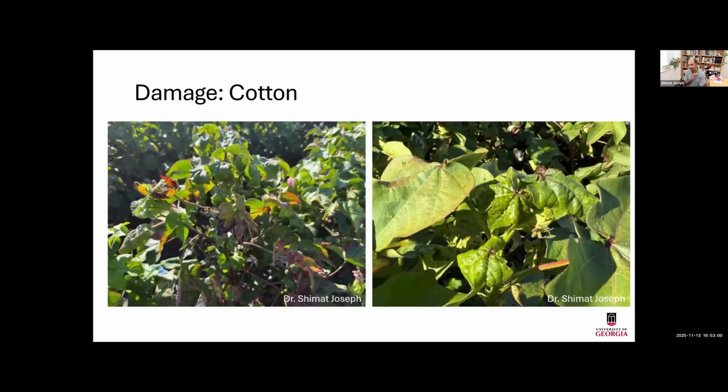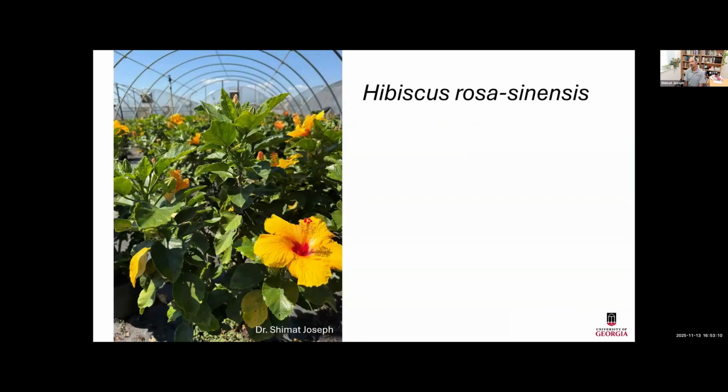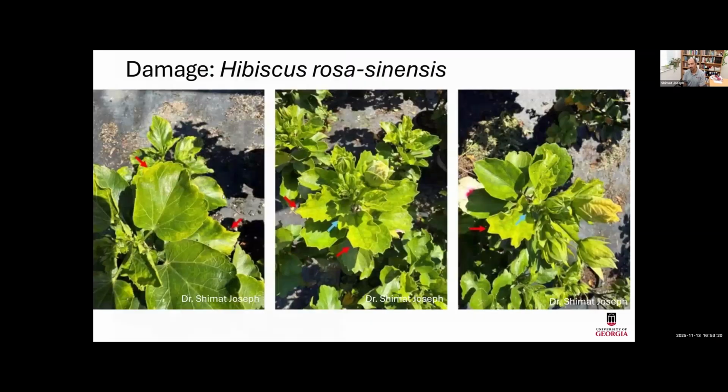In this case, to date, we don't know about that. There are no reports of any transmission involved. So this is an example of the damage, how it looks. We have seen it on Chinese hibiscus, or Hibiscus rosa-sinensis. As you can see, it can be a problem.